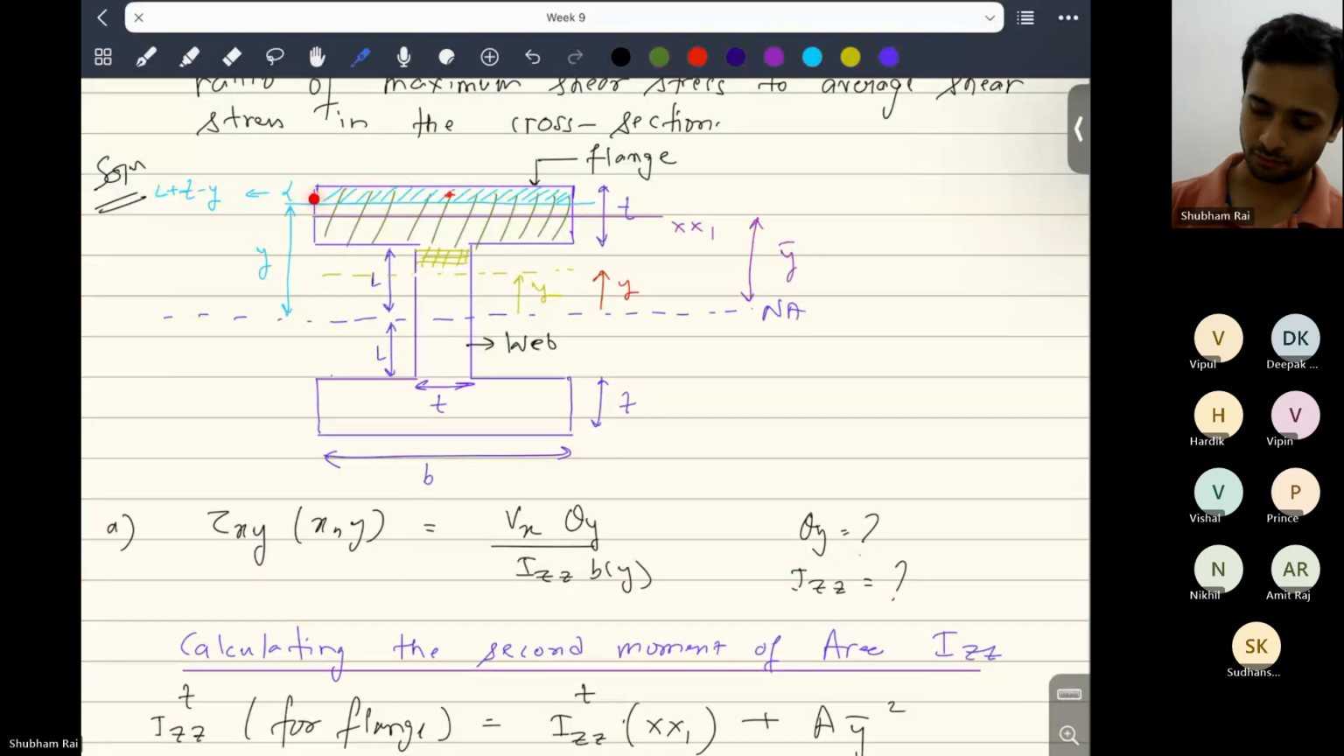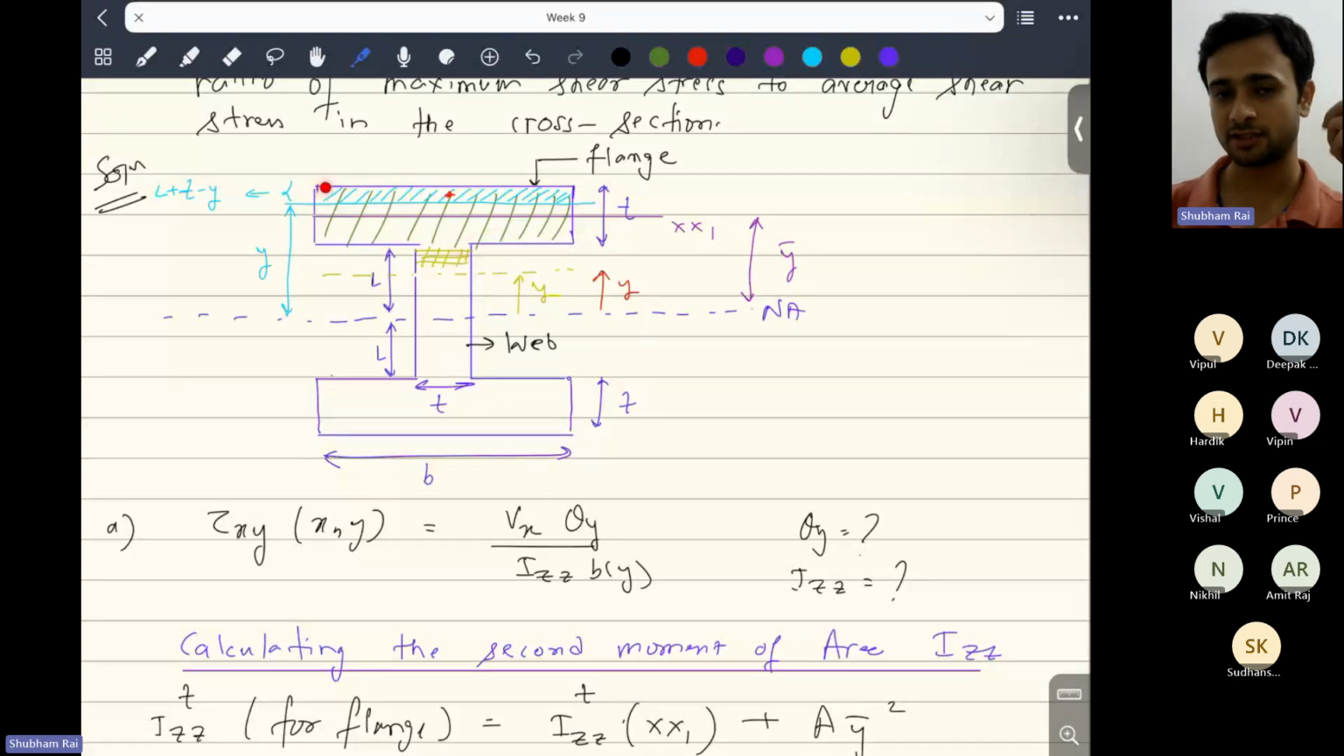And from the neutral axis, the centroid of the flange will be at L plus T by 2, because now we are considering this full shaded area, and in this shaded area the full flange has been covered, because we have gone up to the web. So the area of the flange will be B into T, and the centroid of the flange will be L plus T by 2.